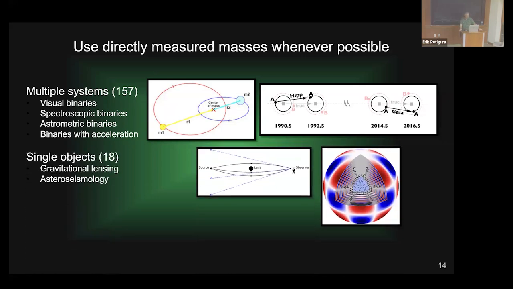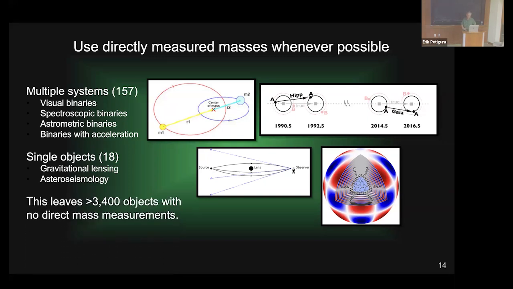And you can also sometimes do this for single objects. There's gravitational lensing, and I think there are 3 objects within 20 parsecs that have had their masses measured by lensing. One of those is Proxima Centauri, and there's a couple of white dwarfs that have been done that way. And then there are a few higher mass objects whose masses have been measured directly using astroseismology. But if you add 157 and 18 together, that's not 3,600. So we still have about 3,400 objects that we have to somehow get masses for. So how do we do that?